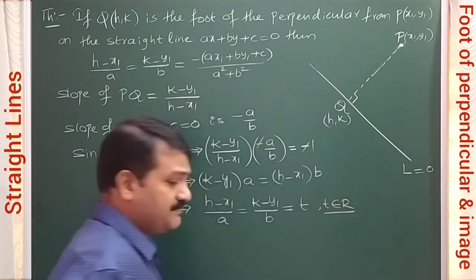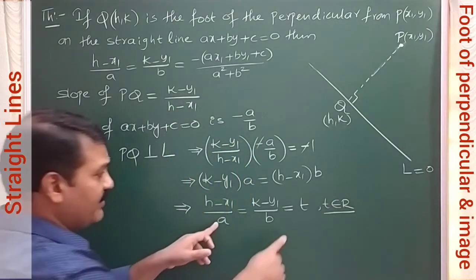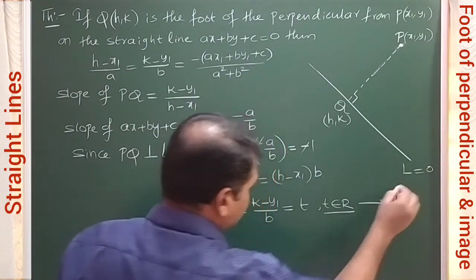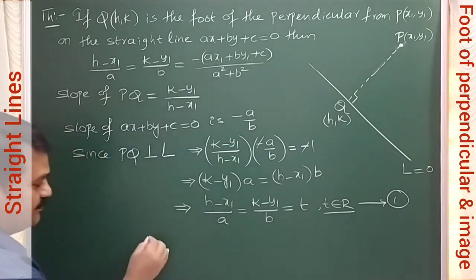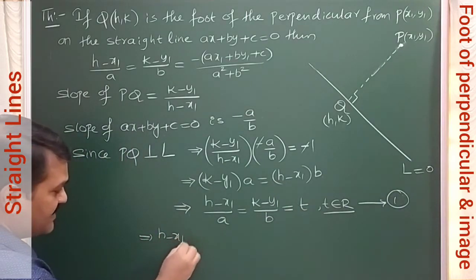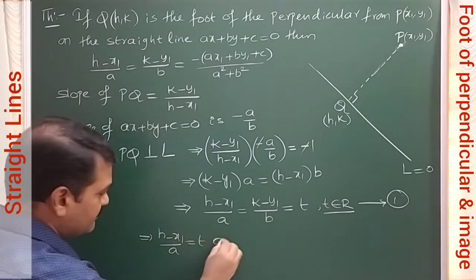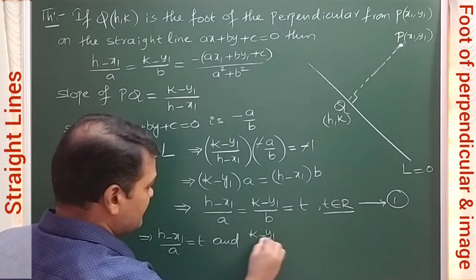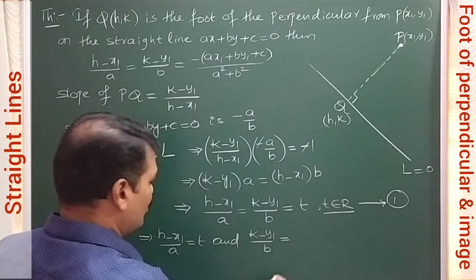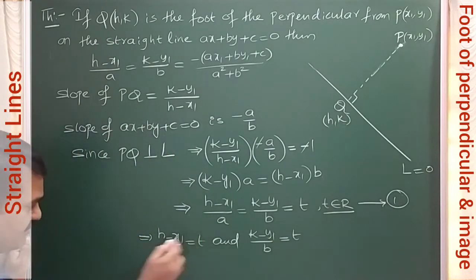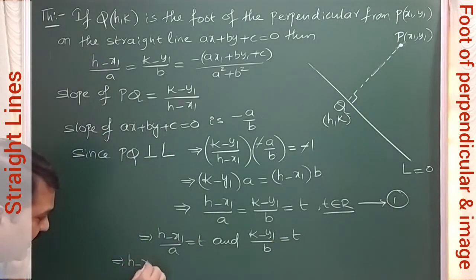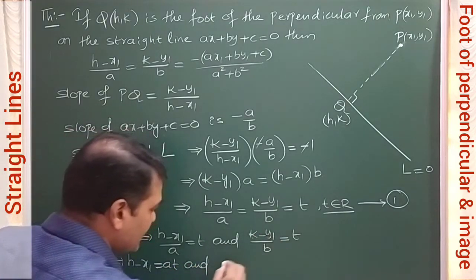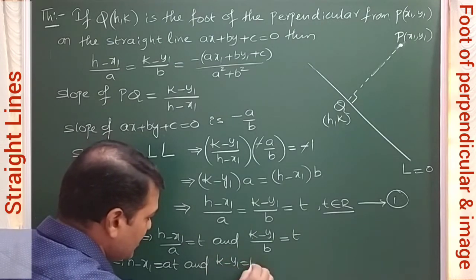T is some real number. So now equating these two. So let me take this as 1. Equating these two now, h minus x1 by a is equal to t. And equating this part, k minus y1 by b is equal to t. Cross multiply. h minus x1 is equal to at and k minus y1 is equal to bt.